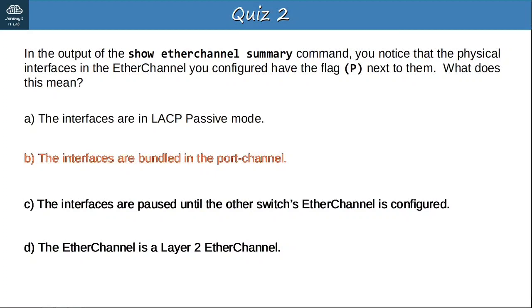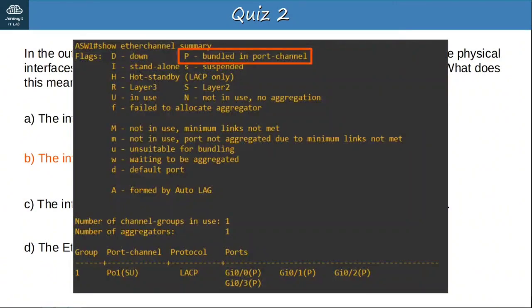The answer is B. The interfaces are bundled in the port channel. This is the flag you want to see next to the member interfaces of an EtherChannel. Here's some sample output of show etherchannel summary. As you can see, P means the port is bundled in the port channel. Let's go to question 3.